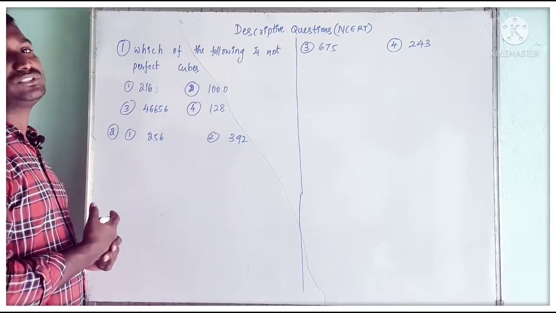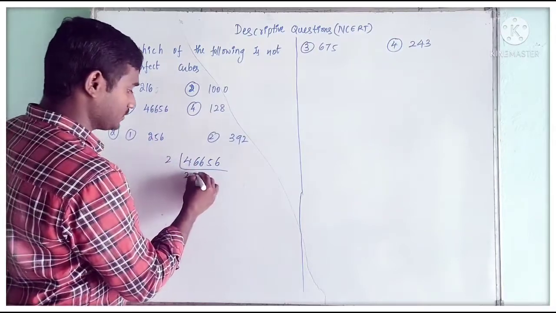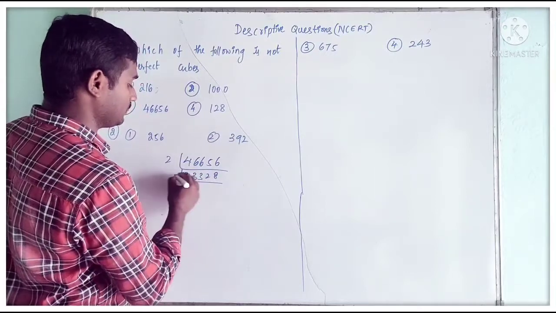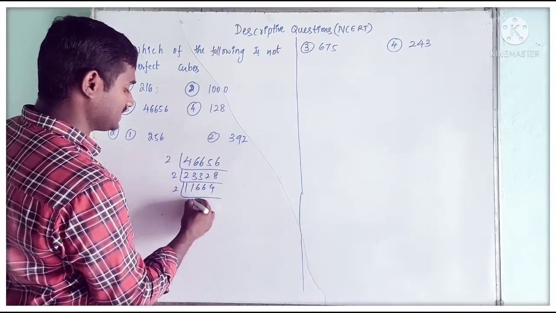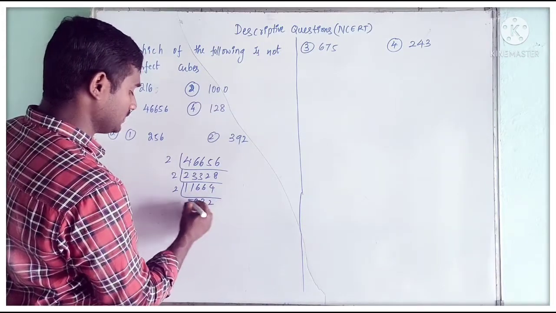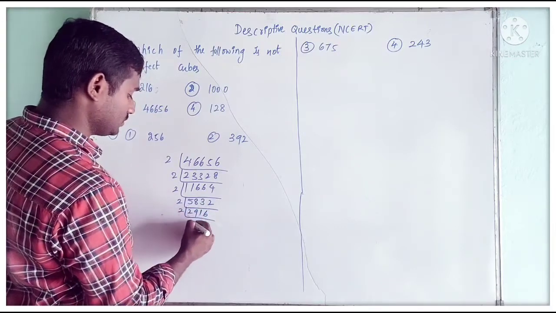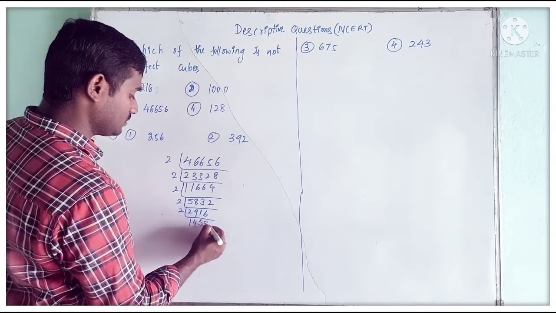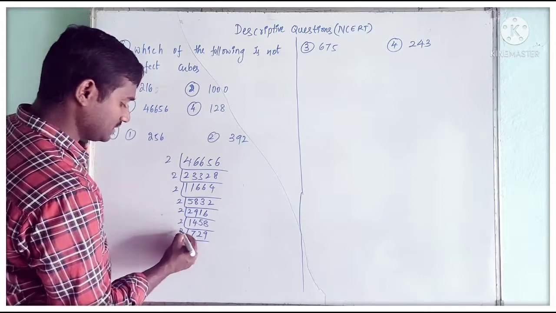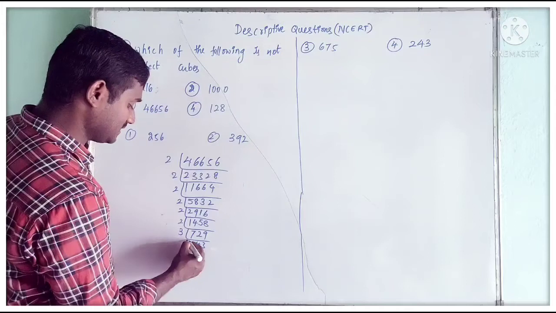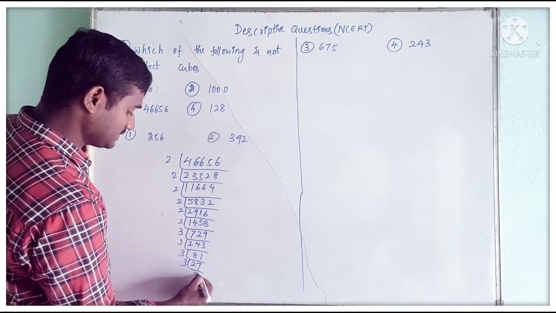We can do this by using prime factorization. 46,656: we can divide. 2 twos are 4... dividing repeatedly by 2, and then by 3 down to 3 threes are 9, 3 threes.